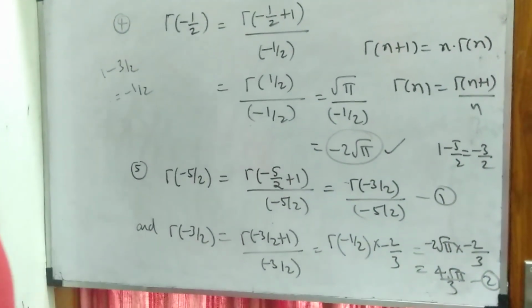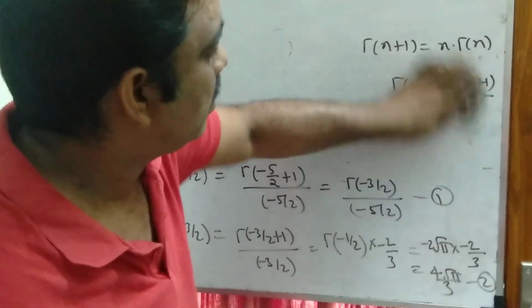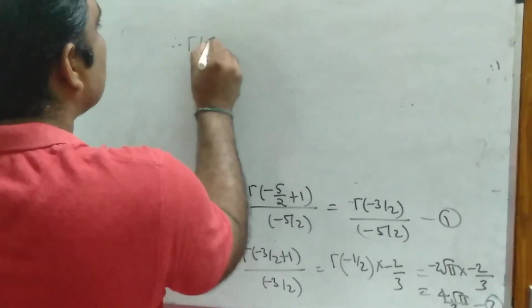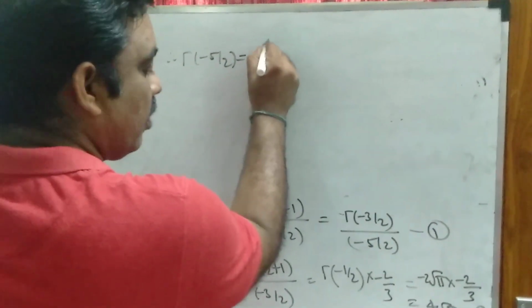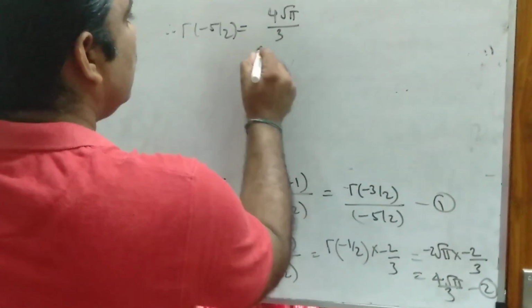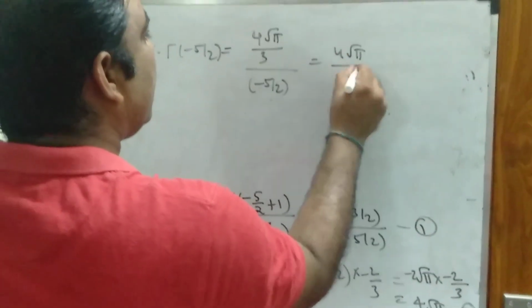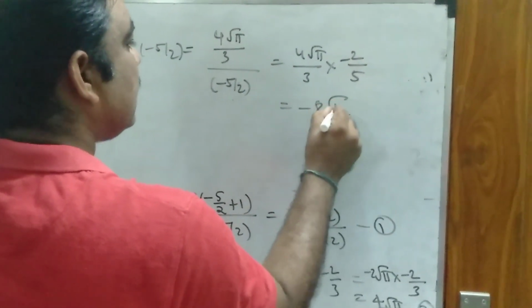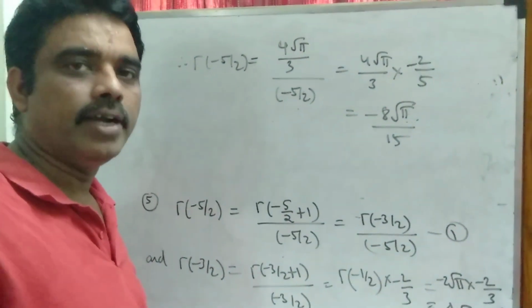Now substitute 2 in 1. Substituting the second value in equation 1, we get gamma of minus 5 by 2 equal to gamma of minus 3 by 2, which can be replaced by 4 root pi by 3, divided by minus 5 by 2. That is 4 root pi by 3 into minus 2 by 5, or minus 8 root pi by 15. That is the required solution.